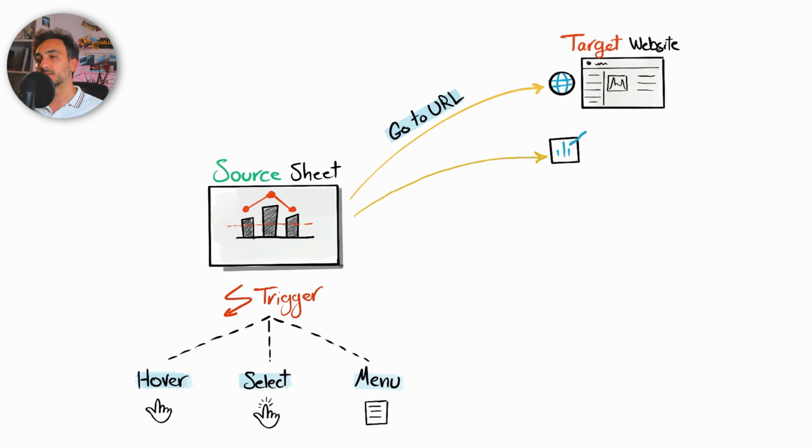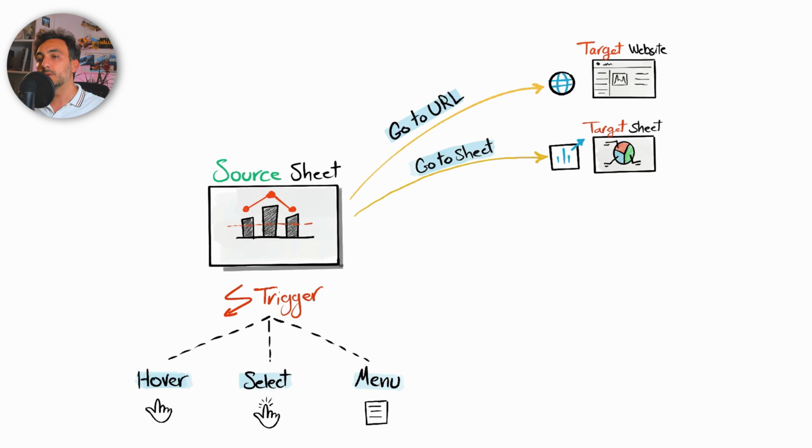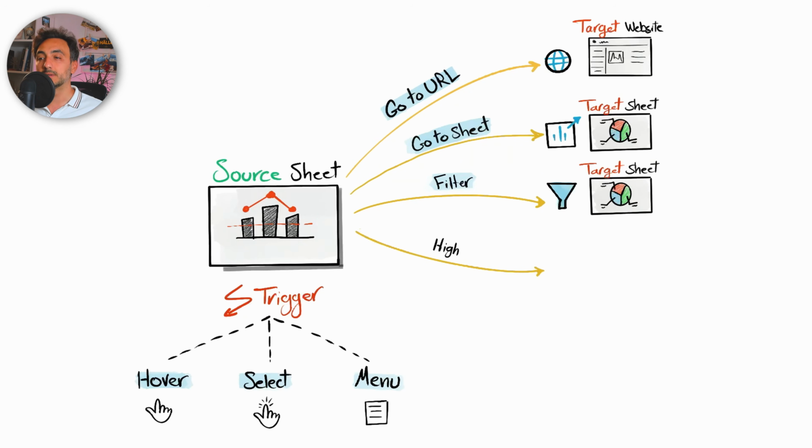The second option is to jump or to go to another worksheet or to another dashboard. So here we are moving from one worksheet to another. Moving on to the third one, we have the filter action. What this means is that the actions that we are doing at the source sheets are going to affect the filtering in the target sheets. So anything that you are clicking on the source sheets is going to impact the filter in the target sheet. And then we have another action called the highlight.